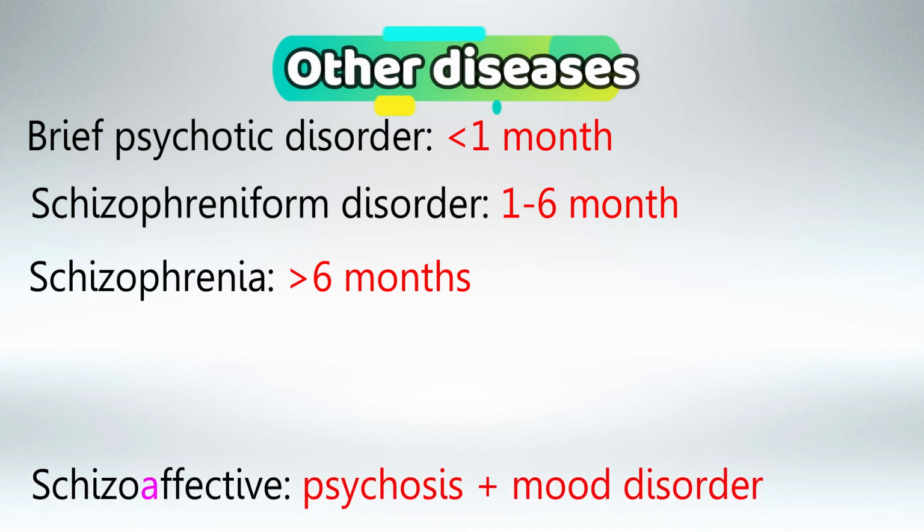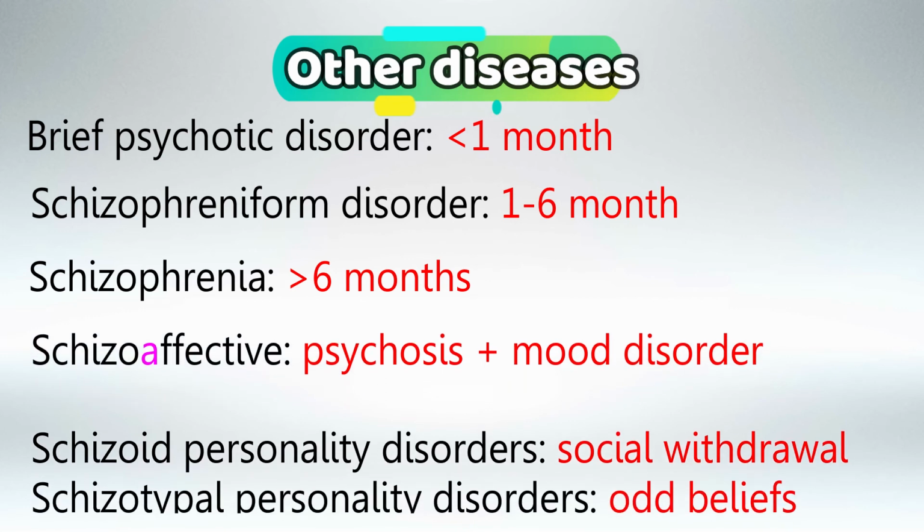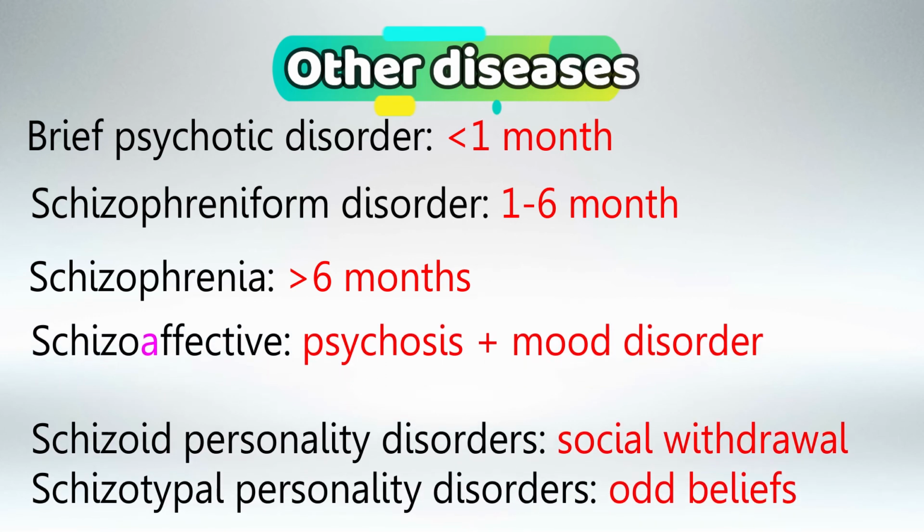Schizoaffective is having an additional mood disorder on top of psychosis. So affective starts with an A and additional starts with an A as well.